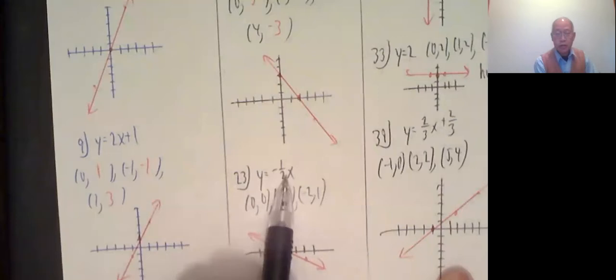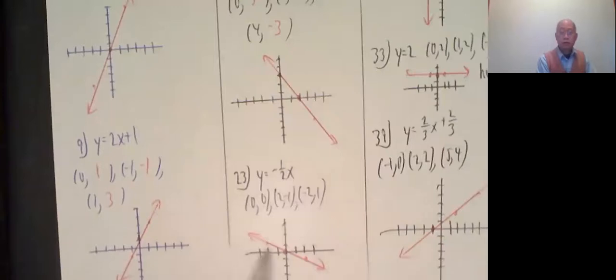But I'll pick 2, plug in 2, you get negative 1. Plug in negative 2, you get positive 1. Okay. So 0, 0, 2, negative 1, and then negative 2, 1. 2 to the right and 1 down, then 2 to the left and 1 up. And we go like so.